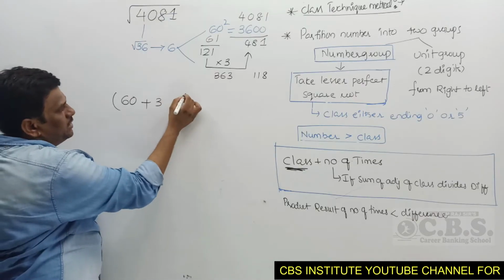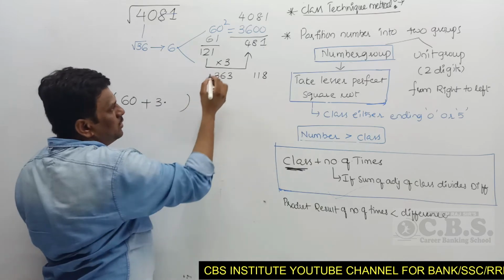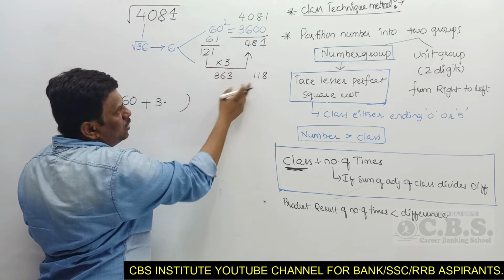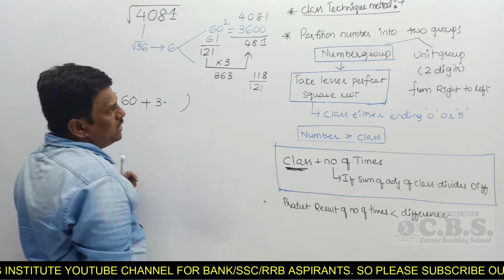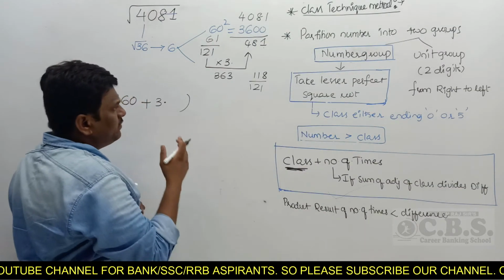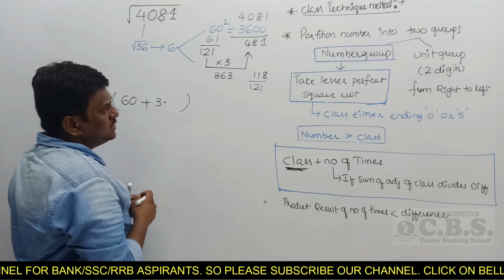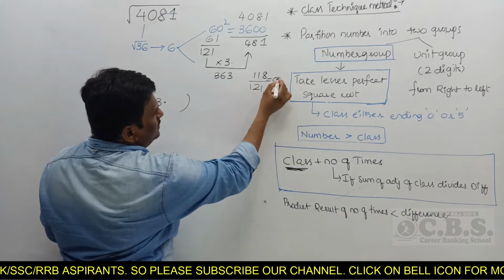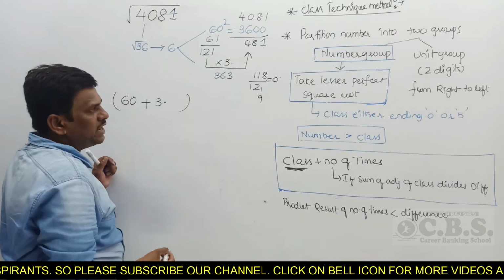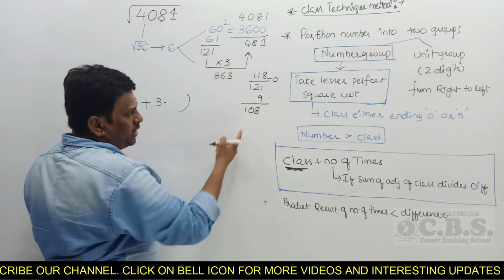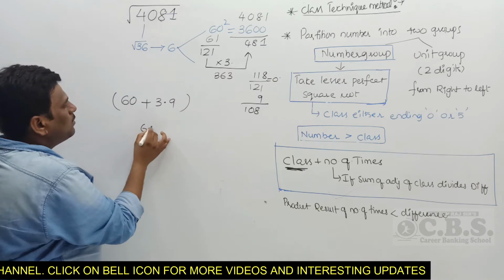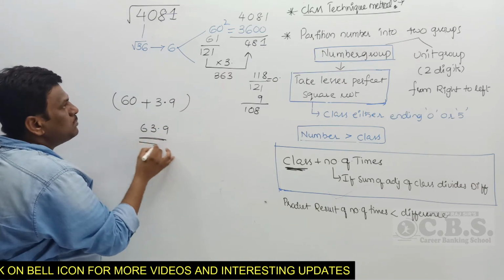So definitely it is 3 times. 3 point. And how much do you require? 121 how many times? Very simple. When divided by 121, it is definitely 0 point something. 121 how many times? It is 9 times. Approximately take 120. 9 times 12 is how much? 108. Okay, so 9 times, so 3.9. So obviously your answer is 63.9.